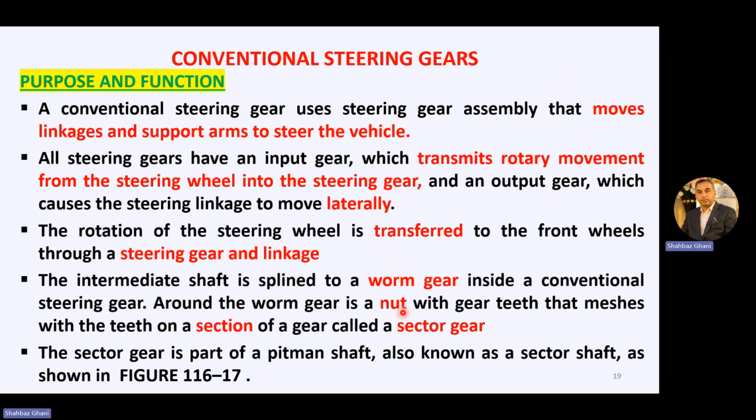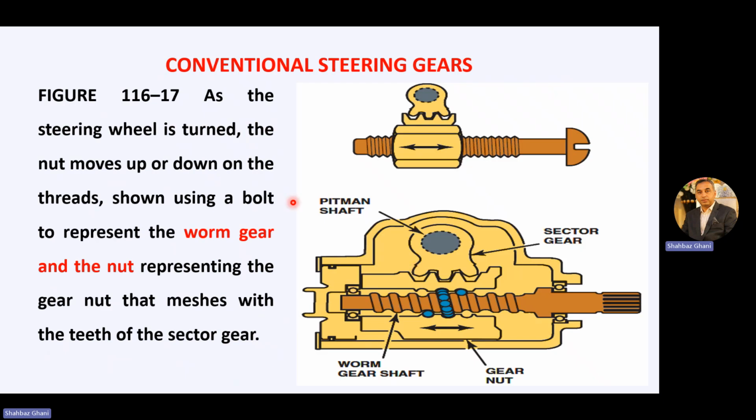Around the worm gear is a nut with gear teeth that meshes with the teeth on a section of a gear called the sector gear. The sector gear is a part of a pitman shaft, also known as the sector shaft, as shown in the figure. So this is the figure.